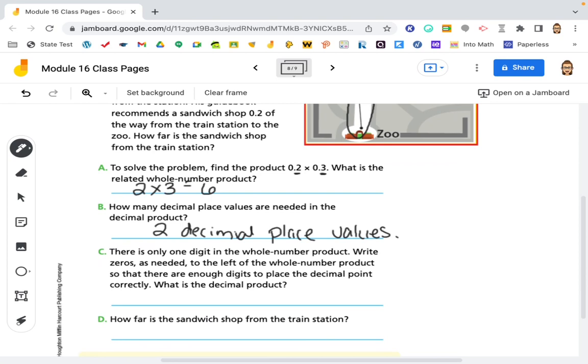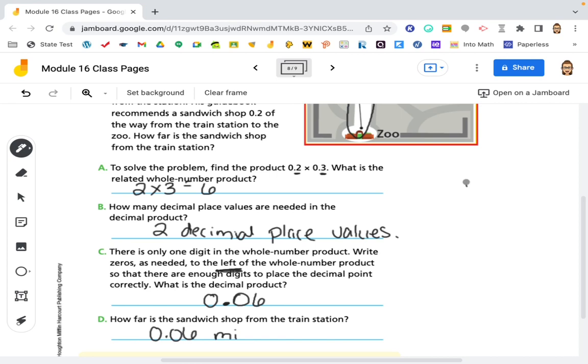Write zeros as needed to the left of the whole number product so that there are enough digits to place the decimal point correctly. What is the decimal point? So I'd have 6, that would be 1. Then we'd have 0, so that's 2. So we have 6 hundredths. So how far is the sandwich shop from the train station? It is 6 hundredths mile.